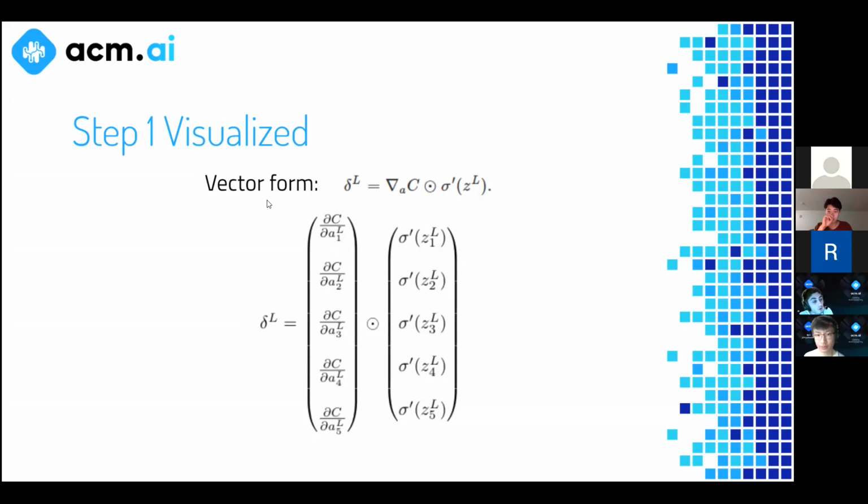So if there are 5 neurons in the output layer, we now have the error for all 5 of those neurons. I anticipate that there will be a few questions about this, so I'm going to take a second for you guys to maybe ask some questions.